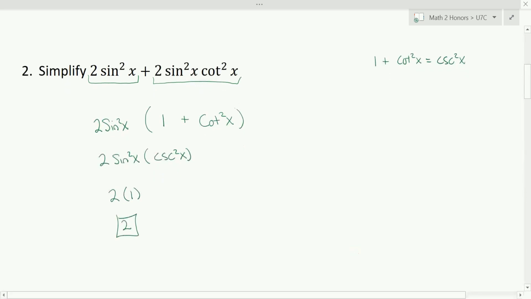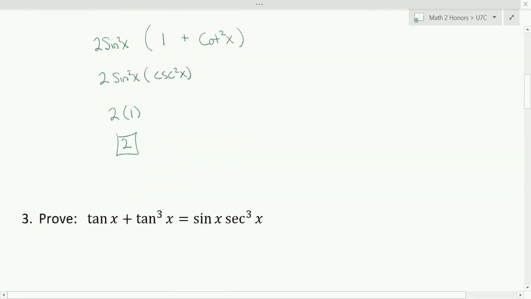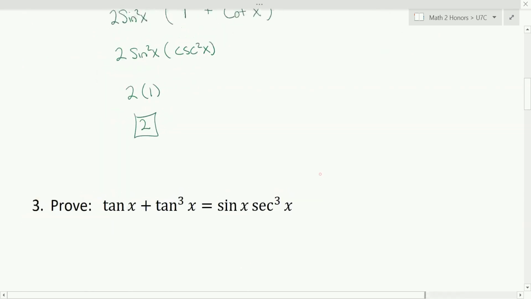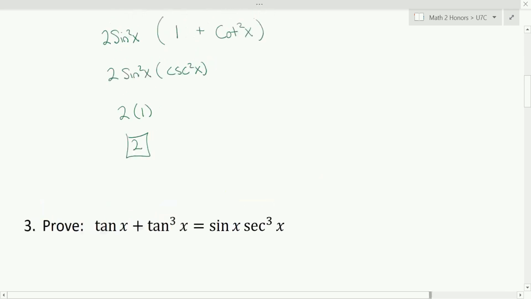All right, next one, I have a proof for you to try. Prove that tangent x plus tangent cubed x is equal to sine x times secant cubed x. And remember, when you're proving, you can only change the left side of the equation. You've got to leave the right side of the equation alone. So try to change the left side and make it look like the right side. I'll give you a few minutes to try this one.